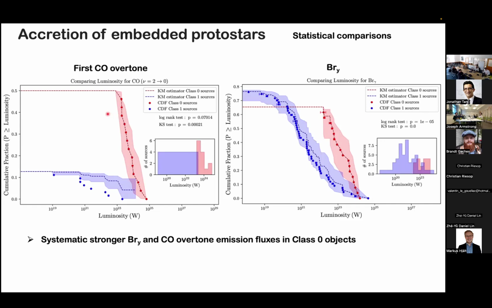So there's still some work that needs to be done quantifying precisely the extension of class 0, because it's a very difficult thing. But this result also holds using just the equivalent width of lines. And so we try to quantify that with the statistical test and converge toward the fact that indeed class 0 tends to have much brighter accretion tracers.